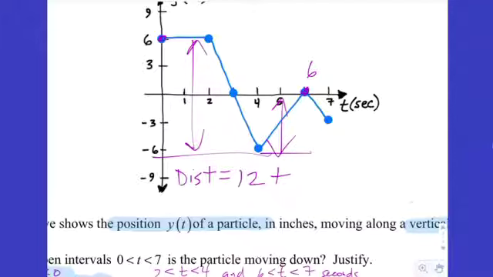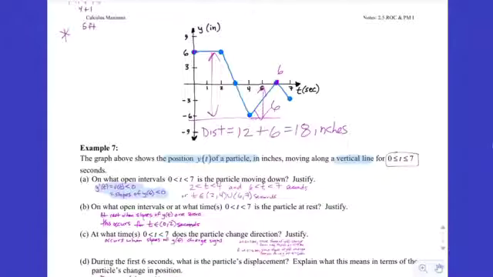It went 12 going down, and how far did it go going back up, back to the origin? 6. So 12 plus 6 was 18 inches it traveled. Okay, there you go. That was the total distance traveled.